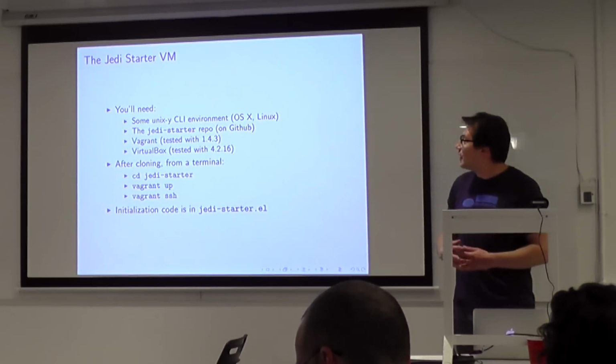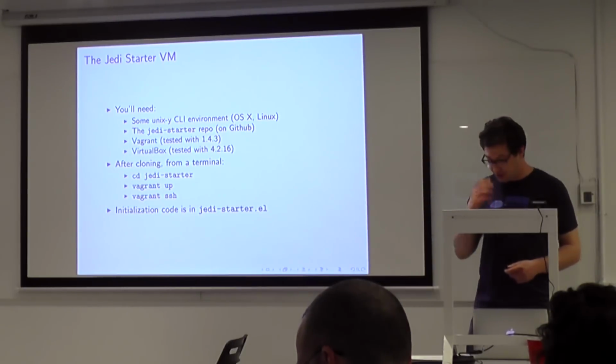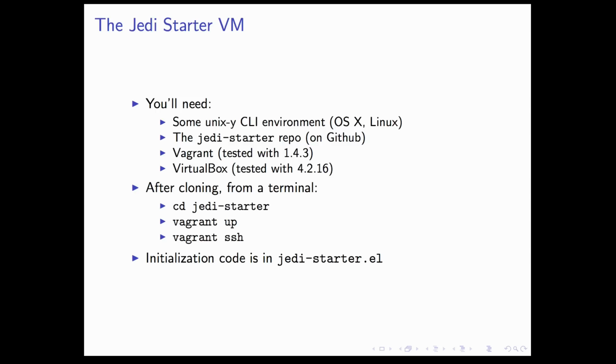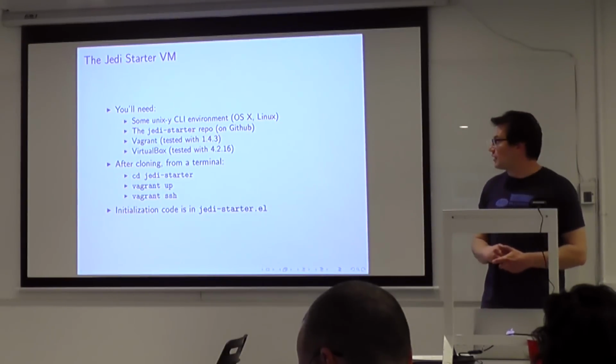And speaking of the VM, this is something that I've created to help you guys try some of these features out, if they're interesting for you, in a sandbox environment. Basically, you need to be able to run Vagrant and VirtualBox and then clone the GitHub repo, cd into it, and bring up the virtual machine. The first time you run vagrant up, it'll do all the provisioning and install the dependencies. And then you can just SSH in. The initialization code for the virtual machine Emacs is in a file called jedi-starter.el in that repository, which is soft linked as the .emacs file from within the virtual machine.